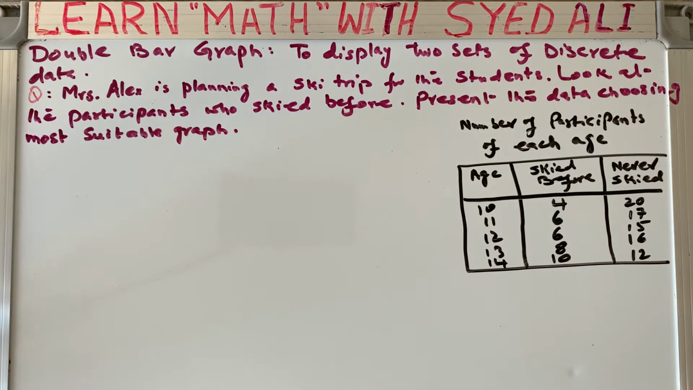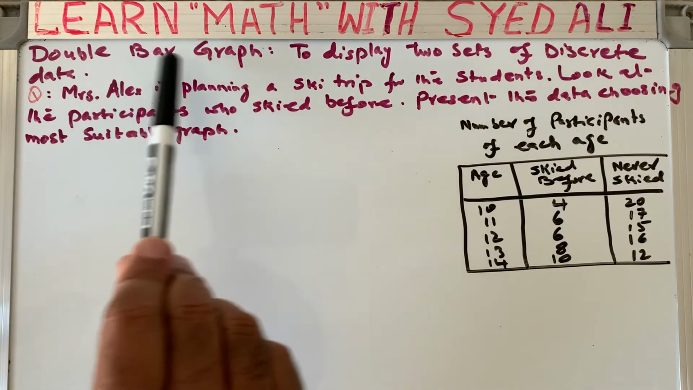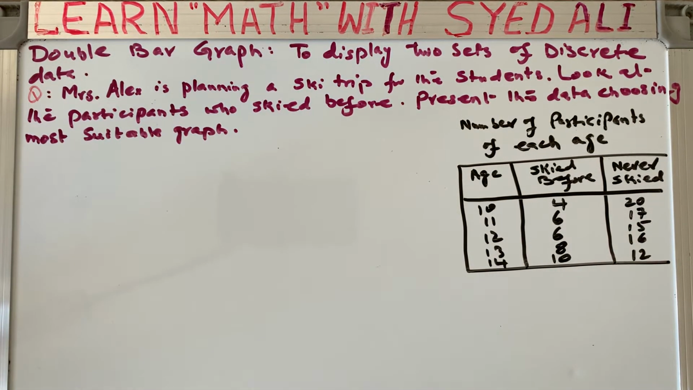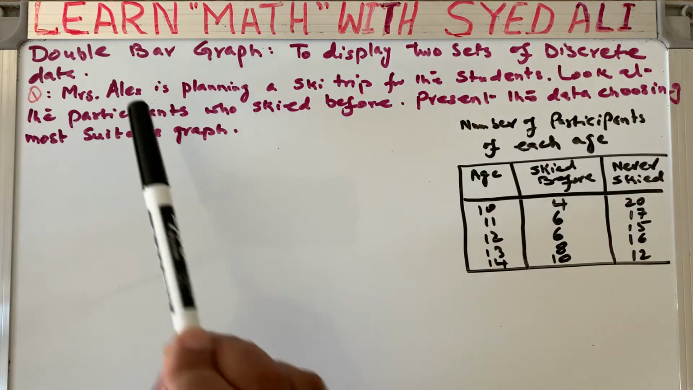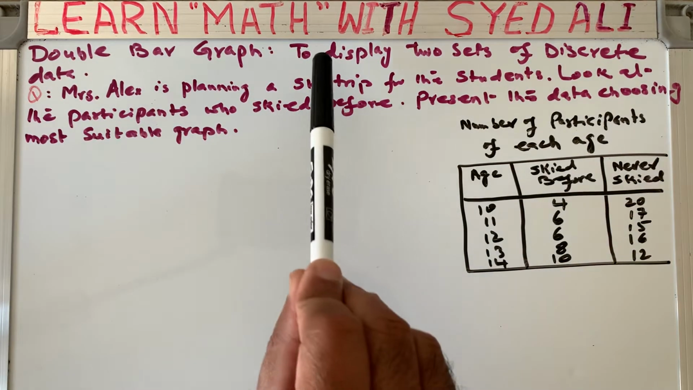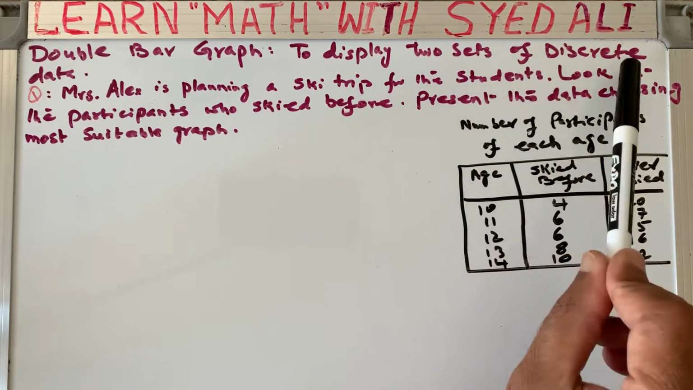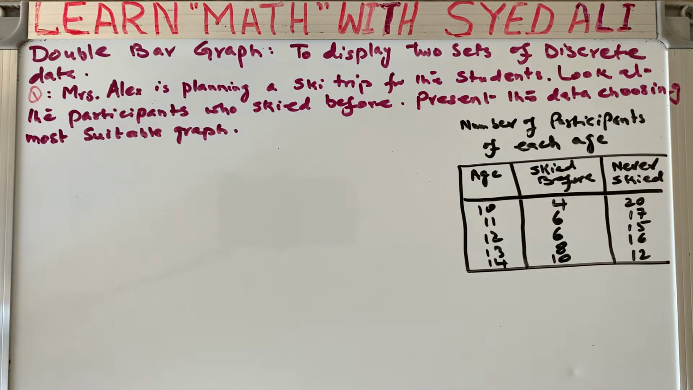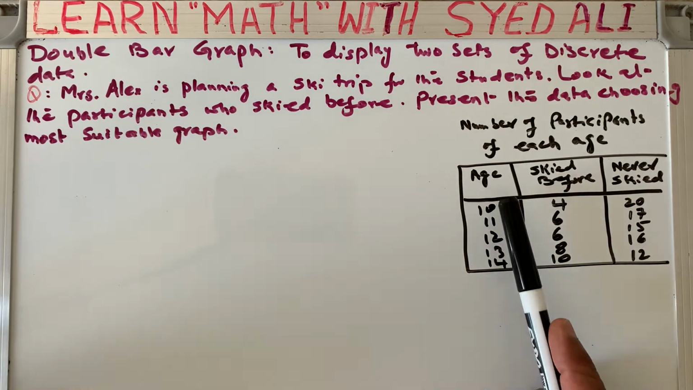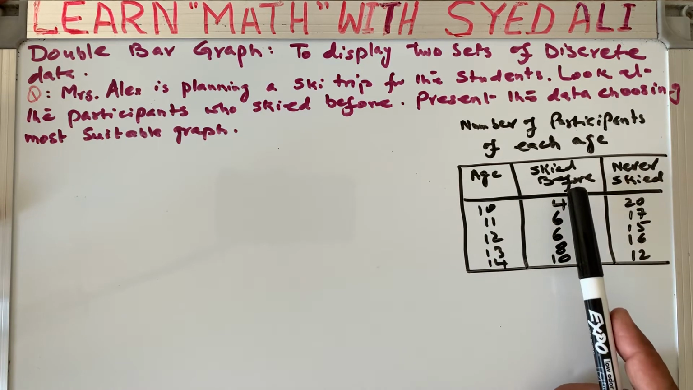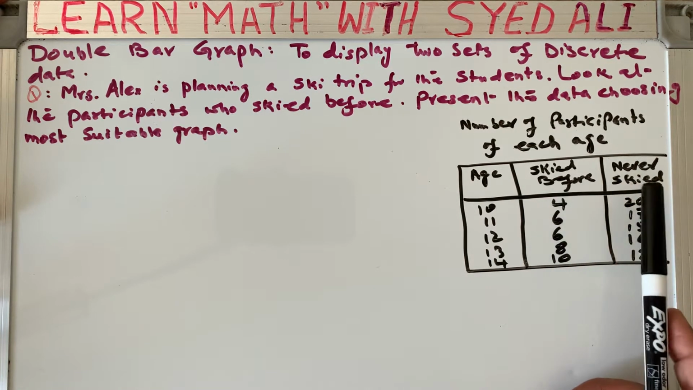So we have to decide which type of data representation we should use here. I have put the double bar graph definition on the top to justify that we will be using a double bar graph to display this data, because a double bar graph displays two sets of discrete data. You can see that here I have three variables, right? One is age, one is the students who skied before, and the students who never skied before.